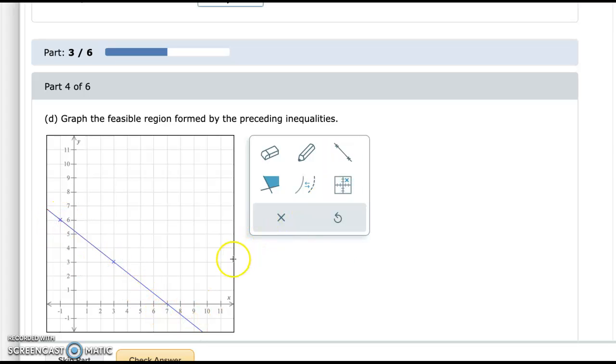And sometimes Connect Math can be really picky, so leaving those plotted points, it might mark it wrong, but let's just leave it and see what it does. Alright, so I've got the one graphed. Now I'm going to graph the other one.